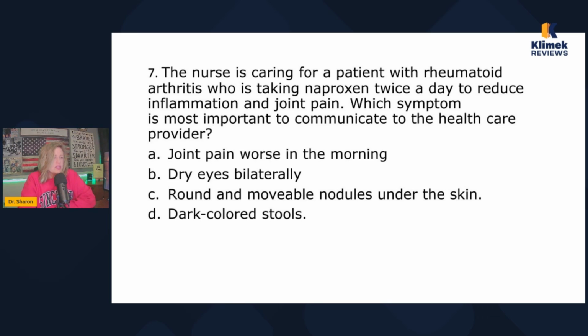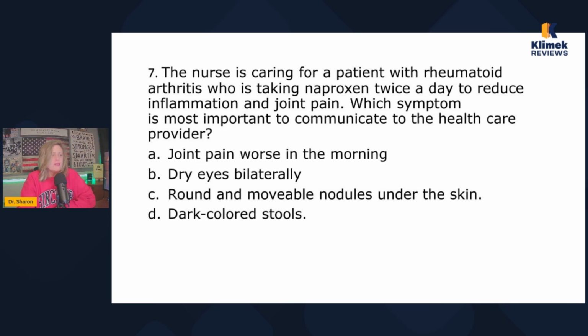The nurse is caring for a patient with rheumatoid arthritis who's taking Naproxen twice a day to reduce inflammation and joint pain. Which symptom is most important to communicate to the healthcare provider? Joint pain, worse in the morning; dry eyes bilaterally; round and movable nodules under the skin; or dark colored stools.